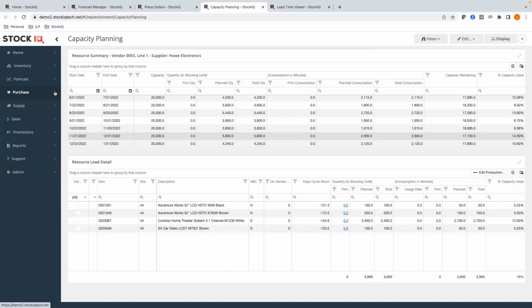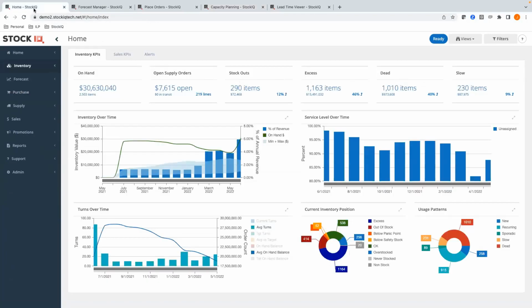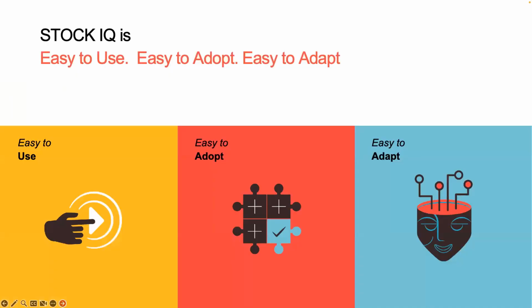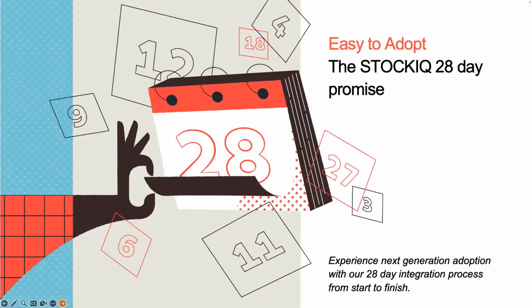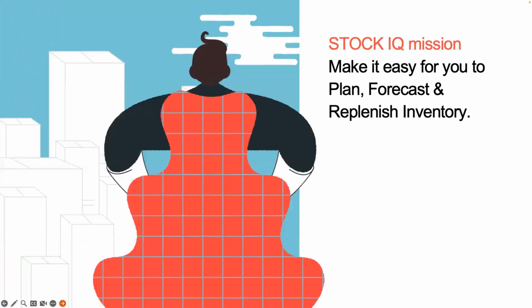The overall application is focused on helping our clients optimize their inventory levels, meet their overall service goals and objectives to best position inventory in the channel. StockIQ is easy to use, easy to adopt, and easy to adapt. We offer a 28-day promise from an implementation perspective and are very focused on making sure that it's easy for you to plan, forecast, and replenish inventory.